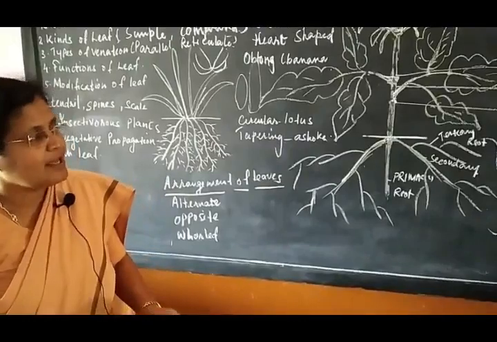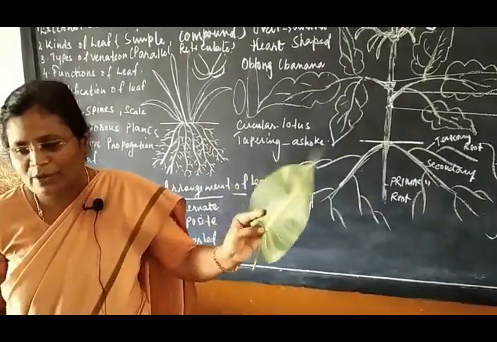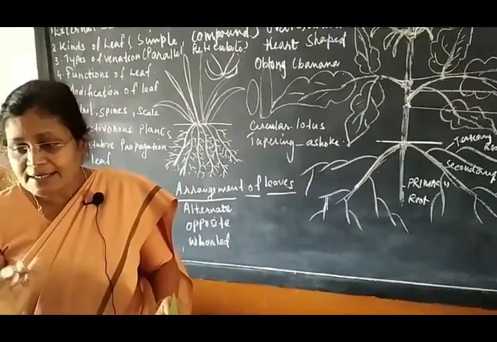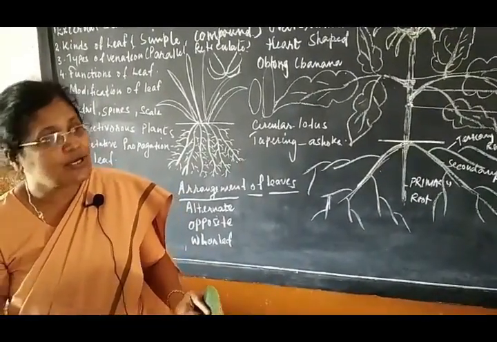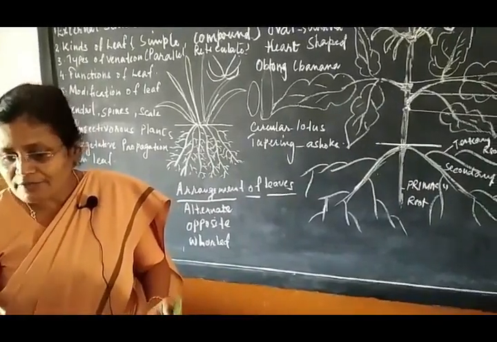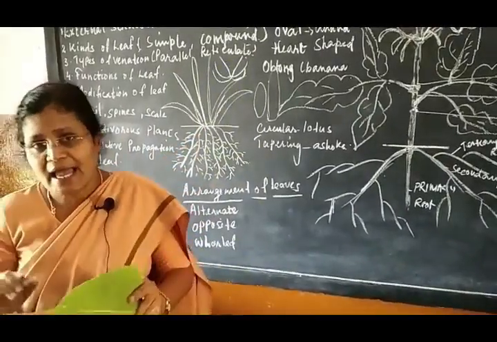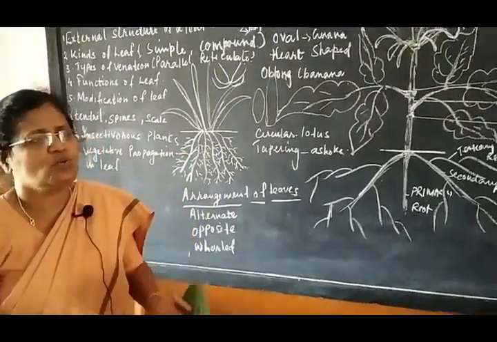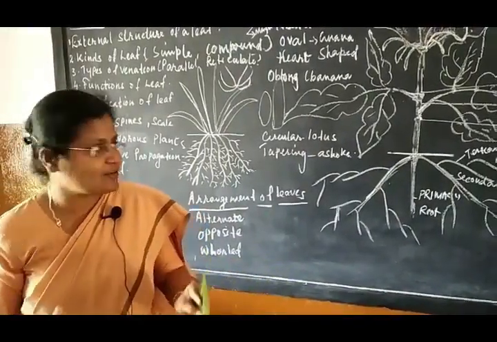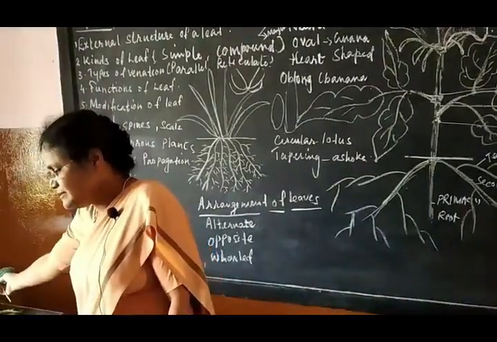Whereas for reticulate venation you have plenty of examples which you see: your mango leaf which has a wavy margin and reticulate venation, the ashoka tree which has a wavy margin and reticulate venation, and guava which is a nice oval shape and has reticulate venation. So your guava tree, mango tree, neem tree, all of them have reticulate venation. So that's about the types of venation.